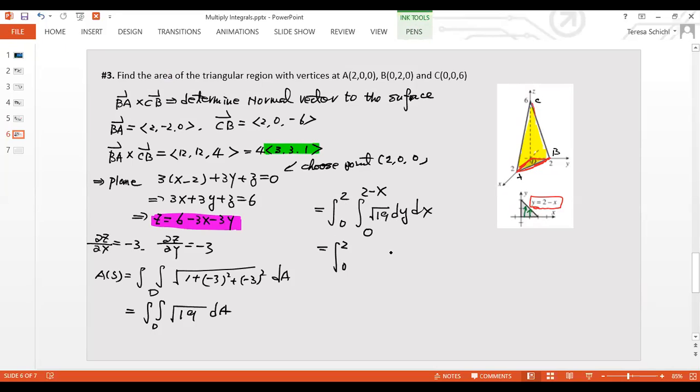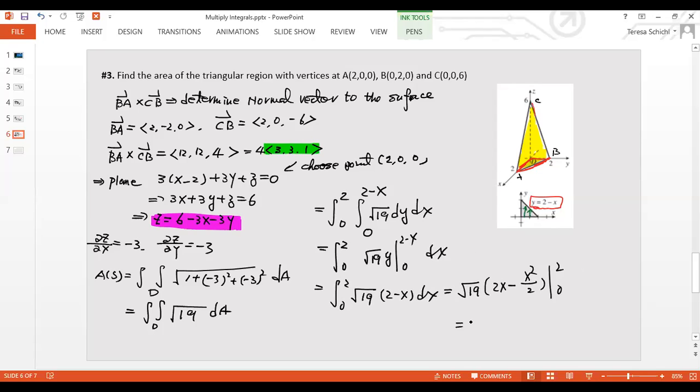Okay, so now this integration is quite simple. This is the integral from 0 to 2 of the square root of 19 times y, from 0 to 2 - x, dx. So you have the integral from 0 to 2 of the square root of 19 times (2 - x) dx. I assume everybody knows how to do these integrations. So this will be the square root of 19 times 2x - x²/2, with the limits from 0 to 2. So we get 2 times the square root of 19 here.